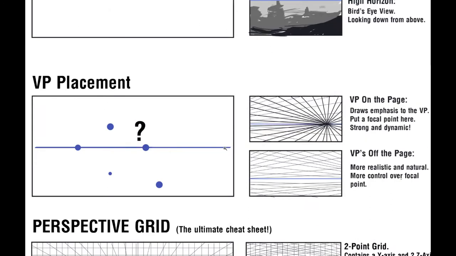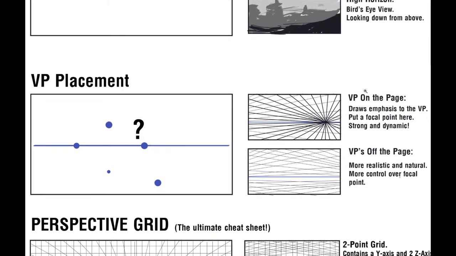Where do you put your VPs? Well, if you're proficient with two-point, it shouldn't be an issue, but strategically, where you put your VP on the canvas can really help for drawing emphasis. So we could put a VP on the page and everything will start to converge to that area. This would be great for looking down a hallway, down an alleyway or a street, or really creating a dynamic composition where you've got this sense of convergence or speed.